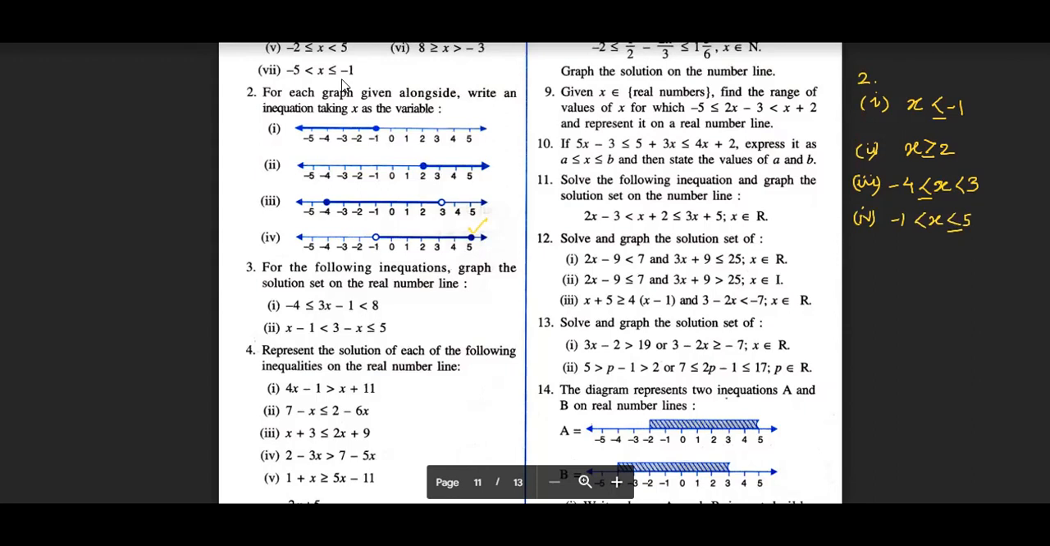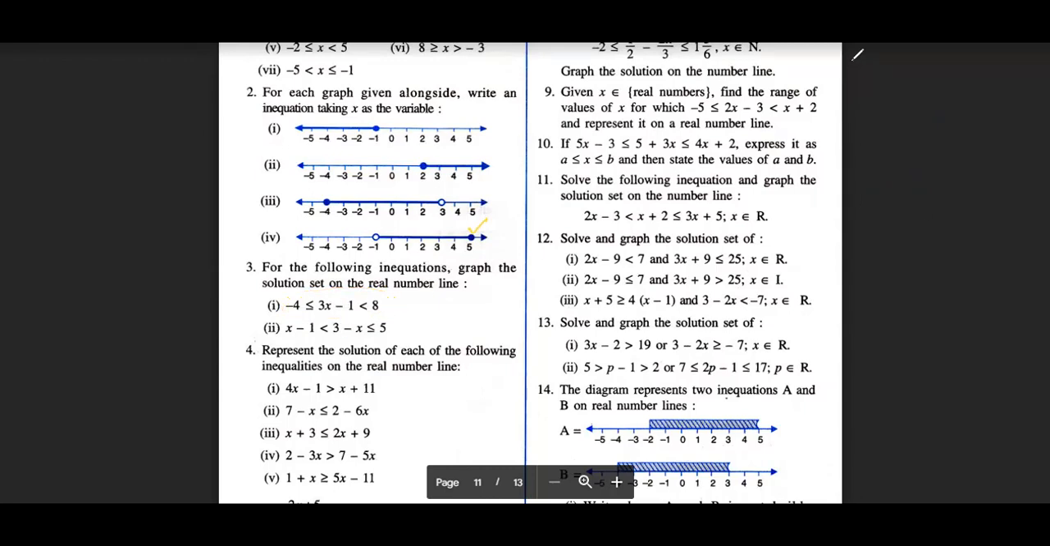Proceeding to the next question, question number 3. For the following inequations, graph the solution set on the real number line. Means we have to plot the solution set on the real number line. Acha, I am erasing this part. I hope you have written it, you have understood and written this. Now we are solving question 3.